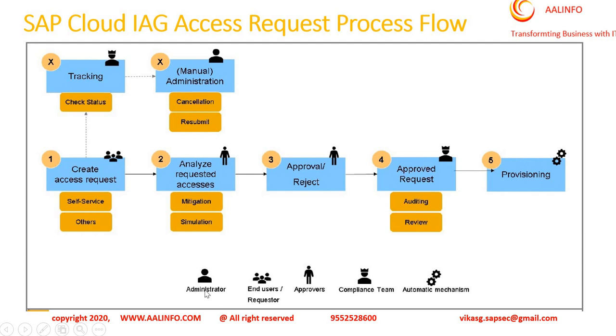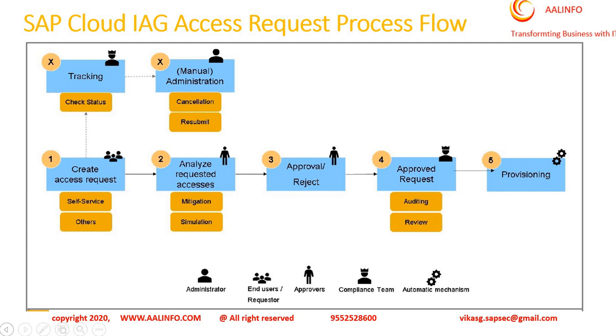Now the people involved. Sometimes the administrator can raise a request on behalf of users, or the end user can request by themselves. So these are the two requesters. Then we have the approvers, maybe the role owner, maybe the manager, and then the compliance team, whose responsibility is to review the audit logs and audit of that request. And then the provisioning happens automatically in SAP IAG. So that's the process flow.